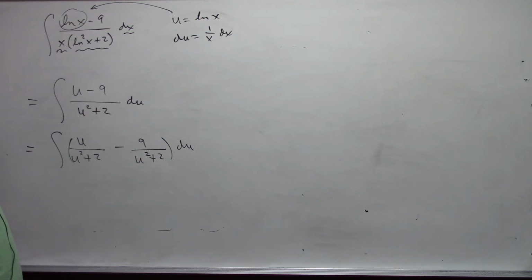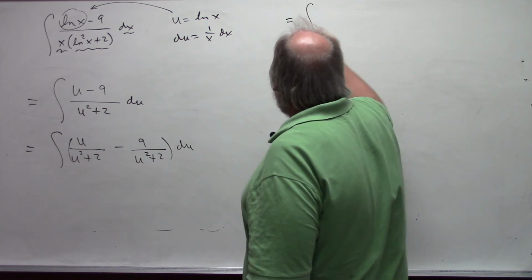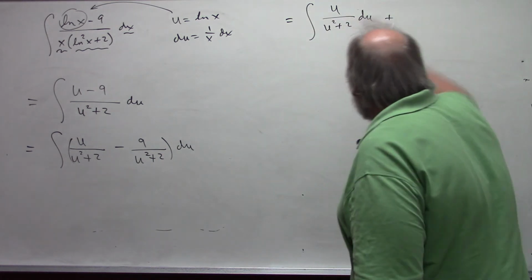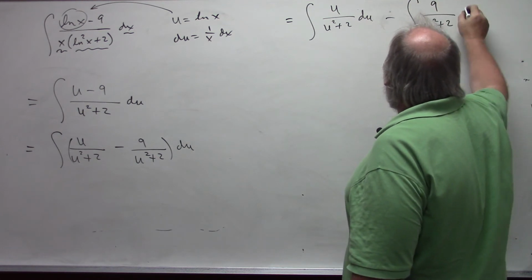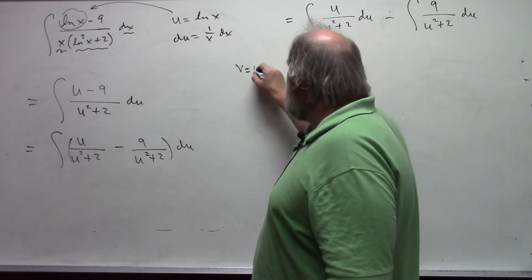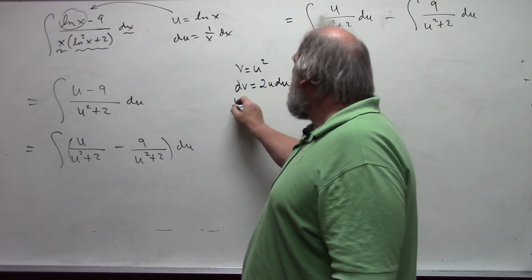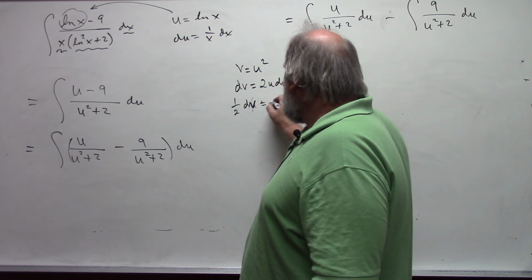Since I already have a u, I'm actually going to have to use a different letter. I'm going to call it a v sub. And so let's first write this as two separate integrals. The integral of u over u squared plus 2 du, minus the integral of 9 over u squared plus 2 du. In the first case, I'm going to let v be u squared, dv is 2u du, or 1/2 dv is equal to u du.